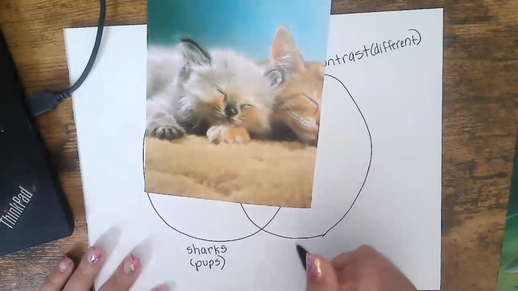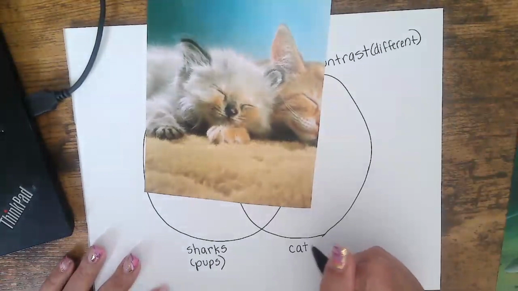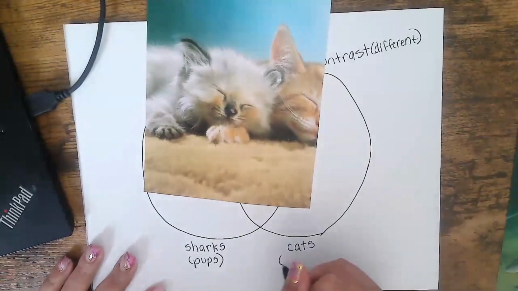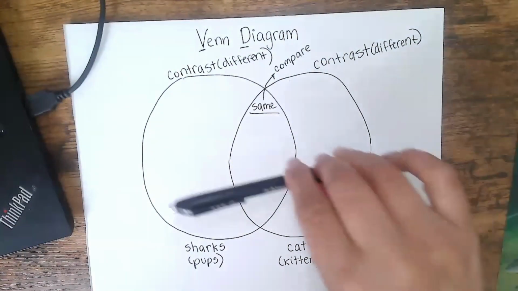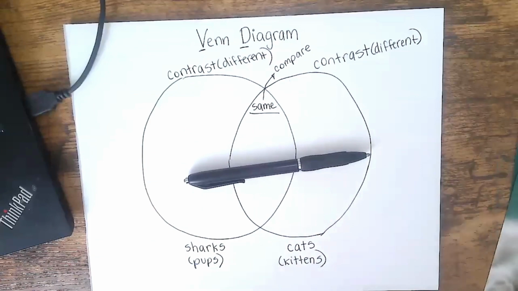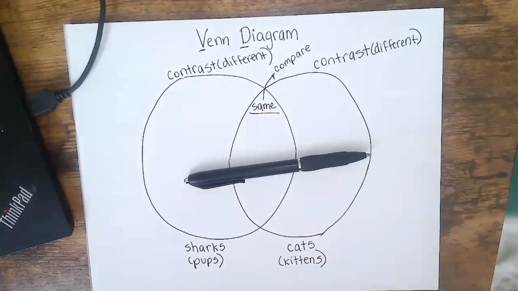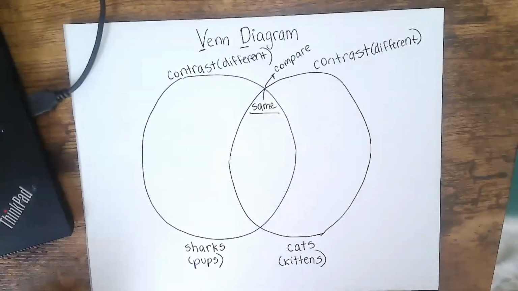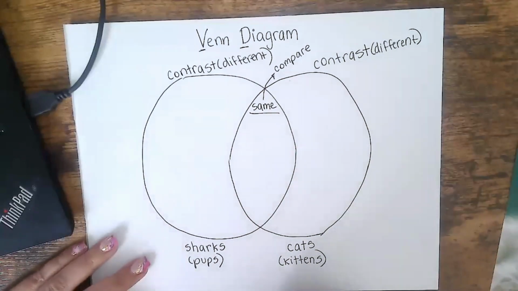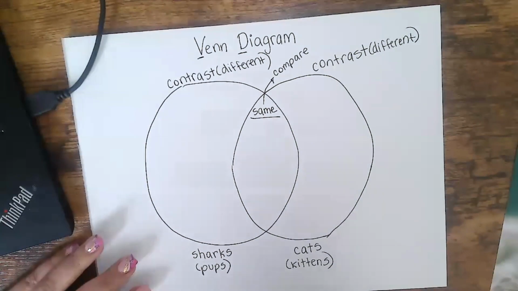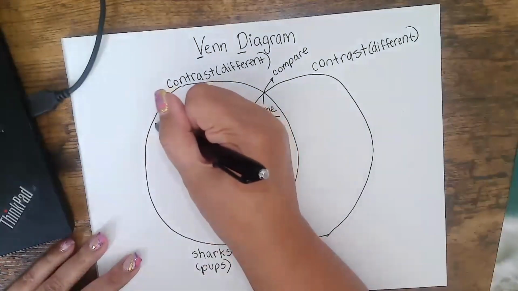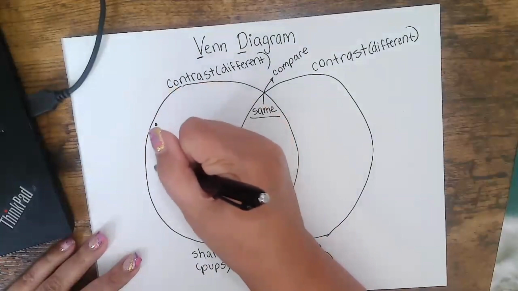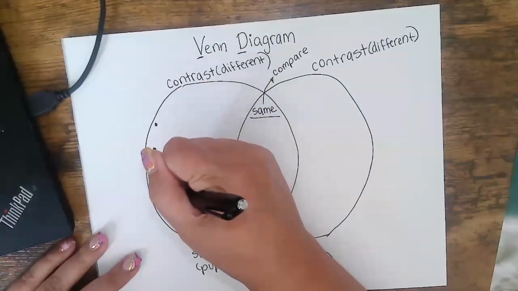So we have cats and kittens, baby cats. I'm going to pause while you catch up here. Excellent. I would love for us to have maybe 4 or 5 things in each little section. So I'm going to put 4 bullets. Let's do 4: 1, 2, 3, 4.